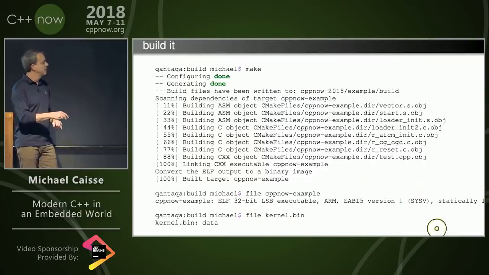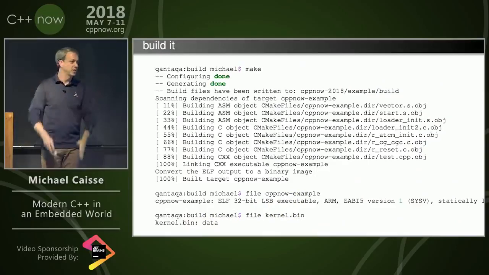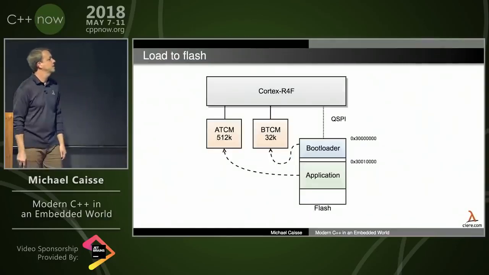And you'll notice what came out is of this file, if I say file, the output, this is that ELF thing, right? And we took that and we ran objcopy on it. We made this thing called kernel.bin, and it's just a data file. This is just a mapping that I can actually flash onto the device. So where's this going to go?